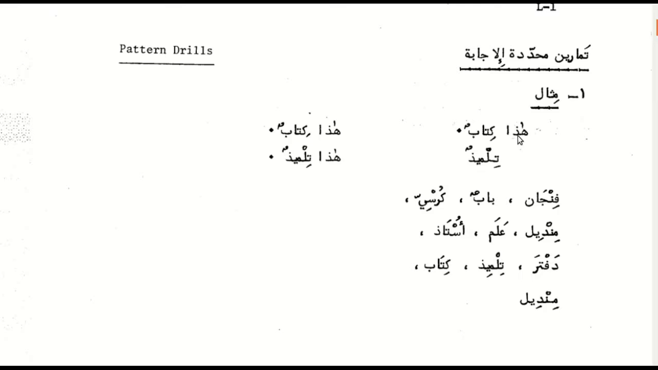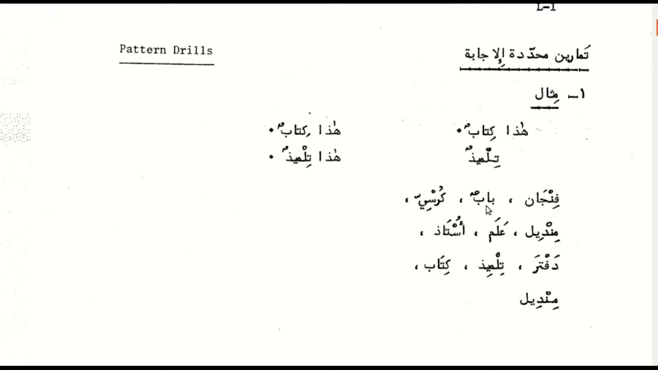So you make a sentence hada kitabun. Alright, so tilmiz, so you make a sentence hada tilmizun. Similarly, you have to do for all these words over here. Finjan, what will it be? You need to say it and then I will confirm it later on. Finjan, the answer is hada finjanun. Finjan means cup. This is a cup. Hada finjanun.